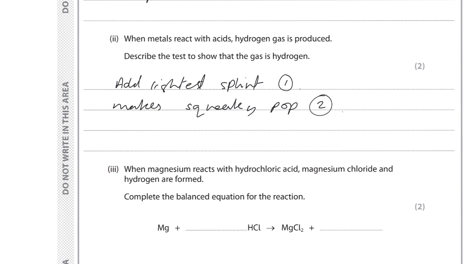But if you just put down the squeaky pop test, for example, you didn't get any marks this time. Sometimes you would get 1 mark out of the 2 for that, but this time you didn't, because you didn't say what the actual test was. The test is to set fire to the gas, add a lighted splint to the gas, and if it's hydrogen, it will make a squeaky pop.